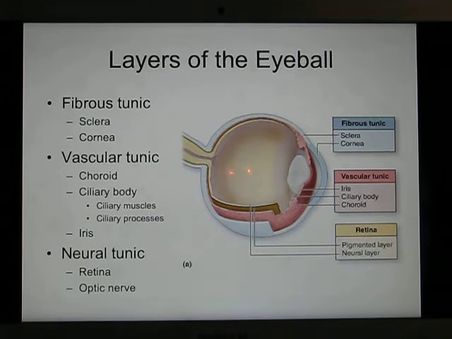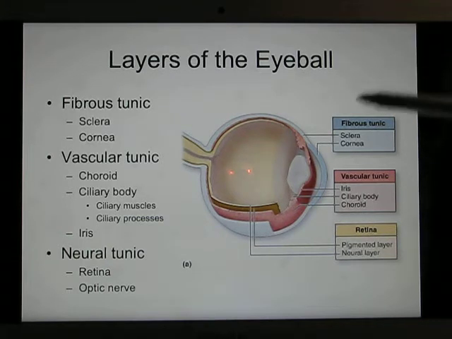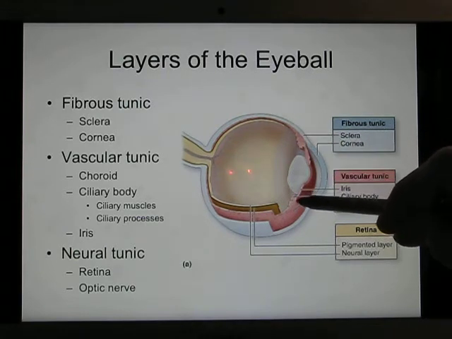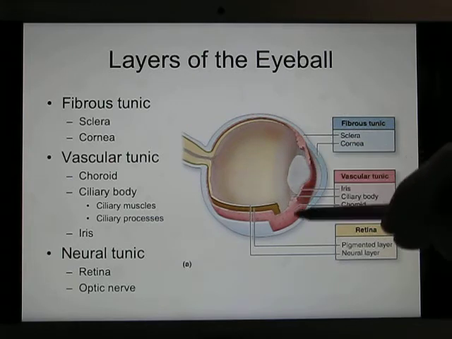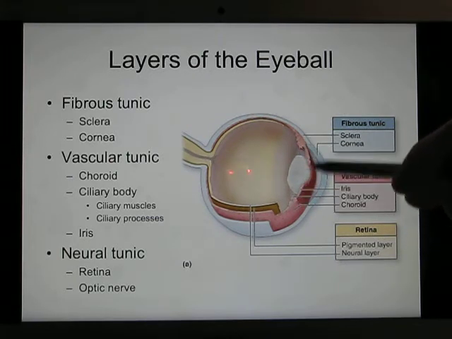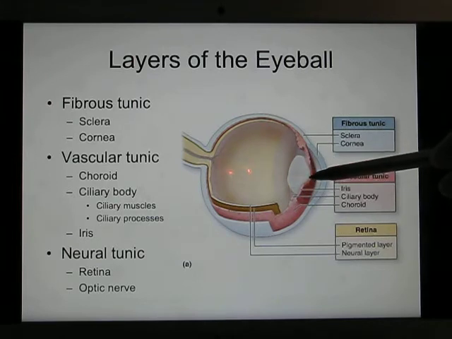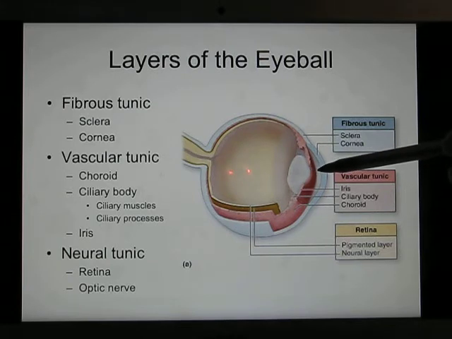The second layer is called the vascular tunic. So that's the middle layer. That's the layer where you have blood vessels, a lot of capillaries. That's in the vascular layer. Also, in the anterior part, you have the ciliary body. The ciliary body connects to the lens. So the ciliary body is the structure that pulls the lens, to control the curvature of the lens. So it's able to focus on objects close to you or further away from you.